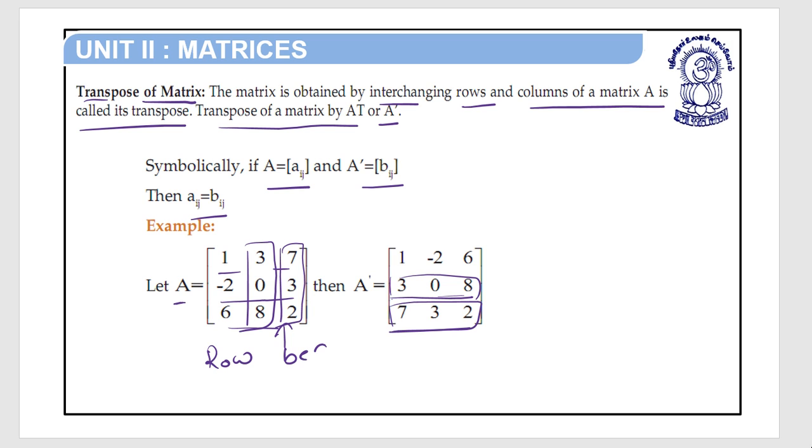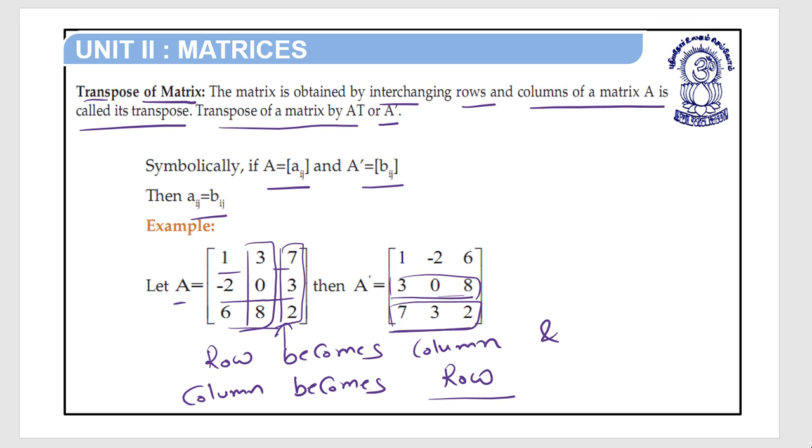Row becomes column and column becomes row, is called transpose of a matrix.